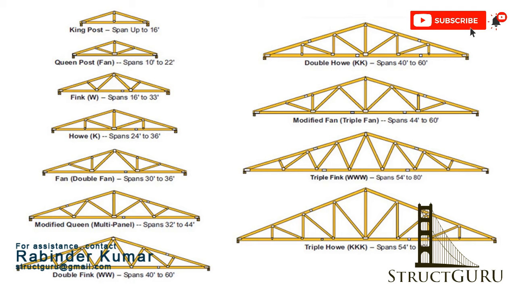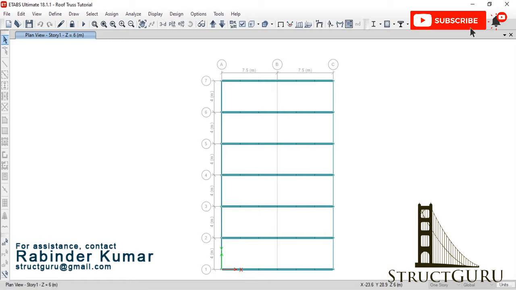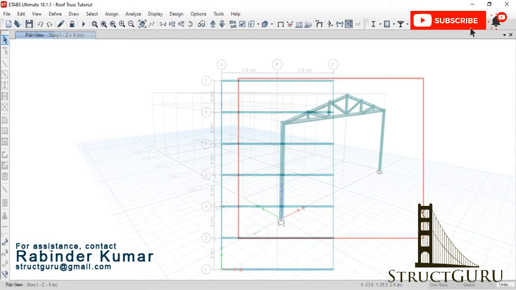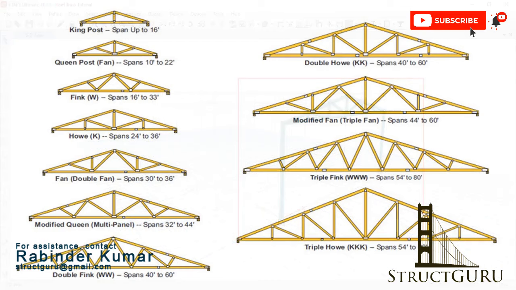In this video, I will model a roof truss for an area of 15 meters by 24 meters. So the truss is always placed along the shorter span. As I discussed, depending upon the span size, we can choose the shape of the truss from the available designs.